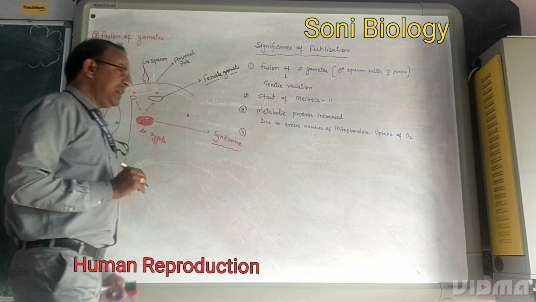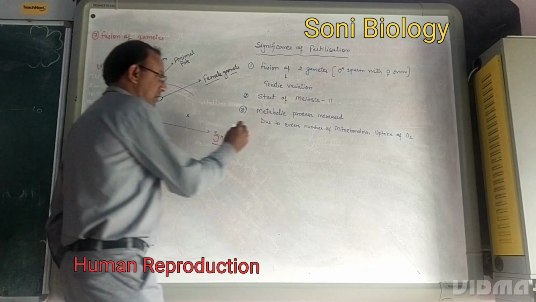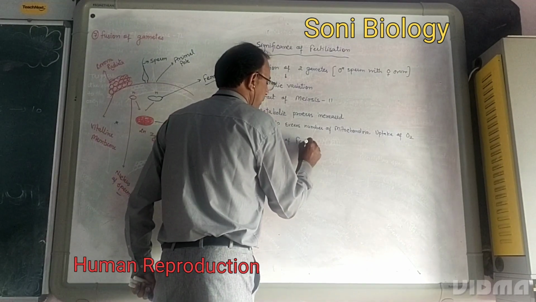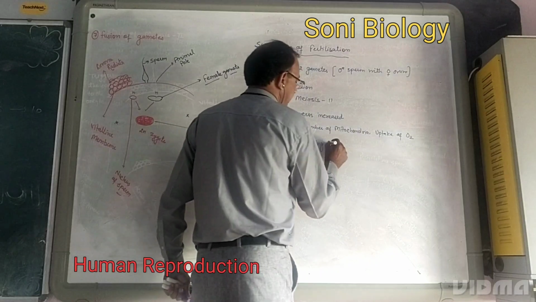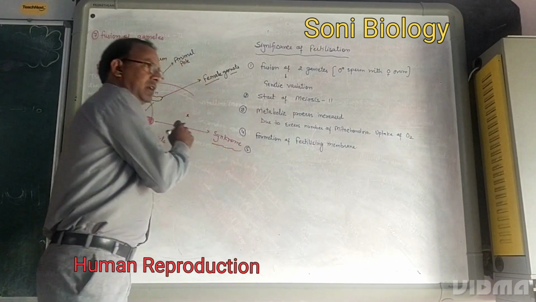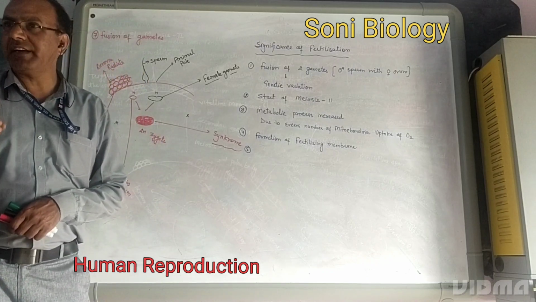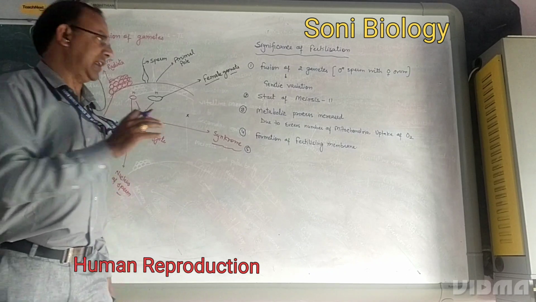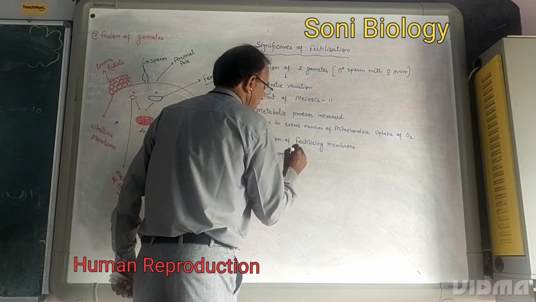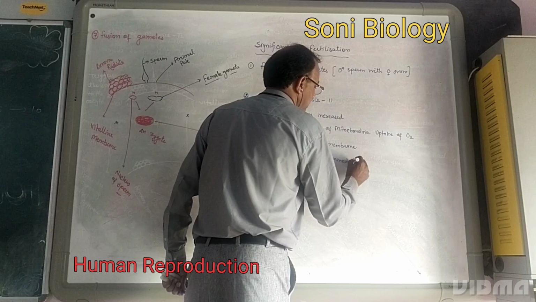Number 4, we have seen the formation of fertilizing membrane. This can also take place in fertilization. Number 5, after meiosis 2, the cell contains cytoplasm, which is retained by the egg cell.